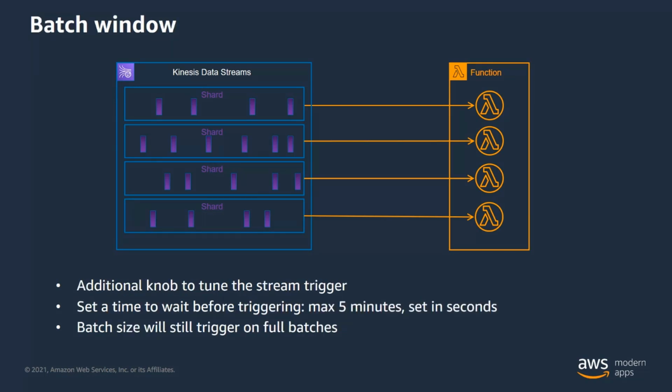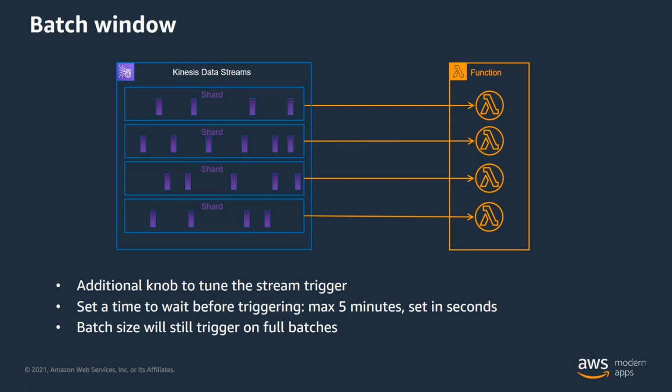By default, Lambda invokes your function as soon as records are available in the stream. If the batch that Lambda reads from the stream has only 1 record in it, Lambda sends only 1 record to the function. To avoid this, you can tell the event source to buffer records for up to 5 minutes by configuring a batch window.